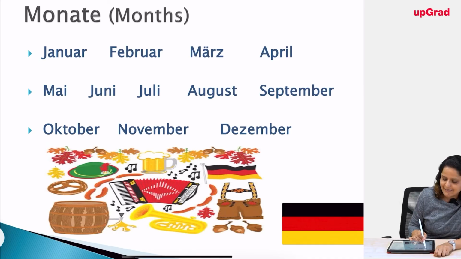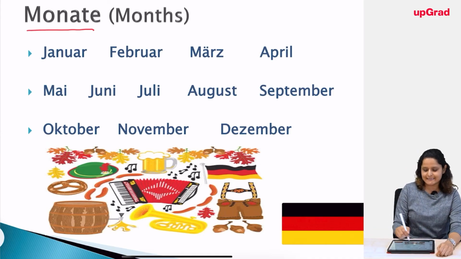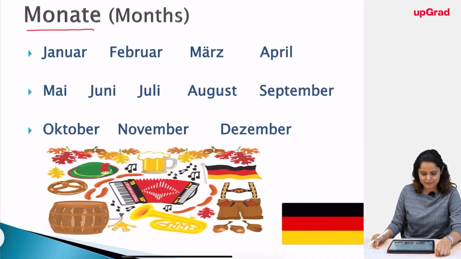Now, after having learned the days of the week in German, let's come to the months. Months are called Monate. I'll repeat it once more. Monate. So, as you can see, we have all the 12 months listed here.